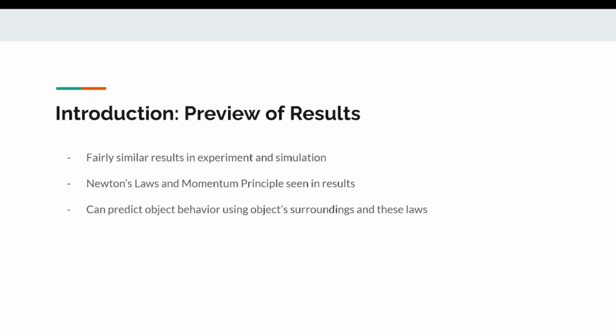So the preview of the results, we saw a family of similar results in experiment and simulation, and we also saw that Newton's laws and the momentum principle were actually present in our results, and from this we can predict object behavior using object surroundings and the specified laws.